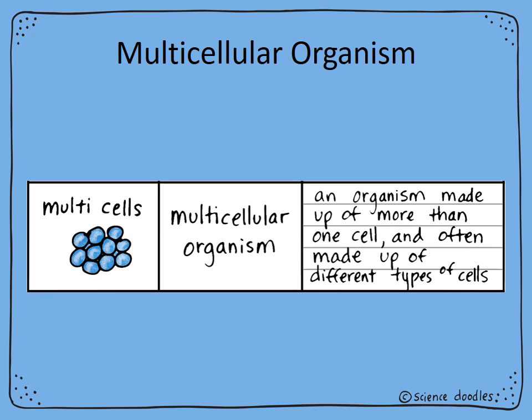We are multicellular organisms, and so are trees, worms, grass, and mushrooms. Basically any organism that you can see with your eyes without needing a microscope is multicellular, because that means it's large enough for you to see, so it's got many, many cells inside.